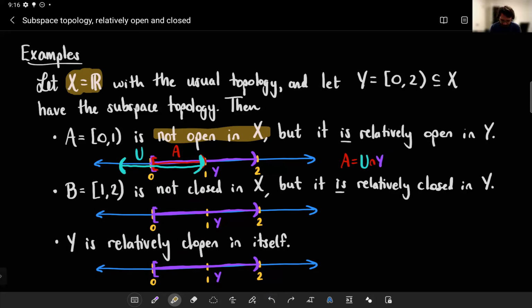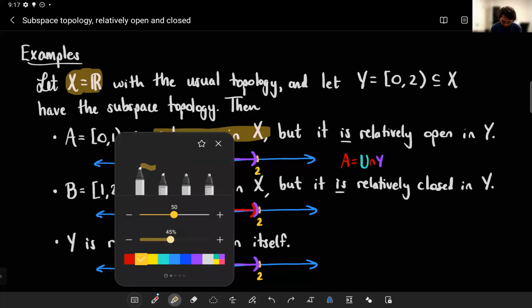Okay, similarly, how about I look at the set B defined here? So B is the interval from 1 to 2, closed on this side, open on this side. That's B. And again, on its own, if you're thinking about it as a subset of the real number line, definitely not closed, right? It has one side that's not a closed bracket, so it's not going to be a closed set in the Euclidean sense. However, it is relatively closed in our subspace, and we can use the same logic there.